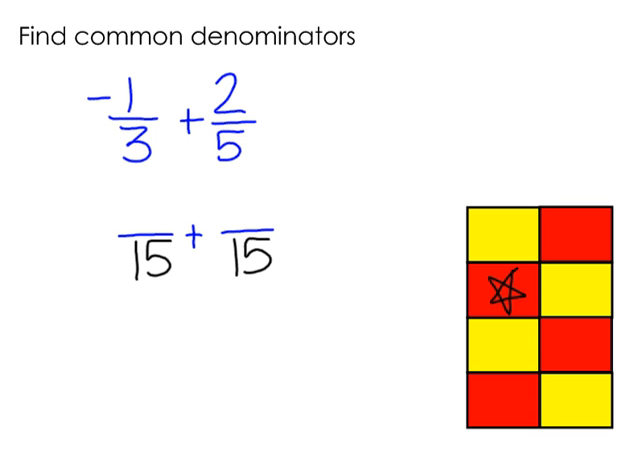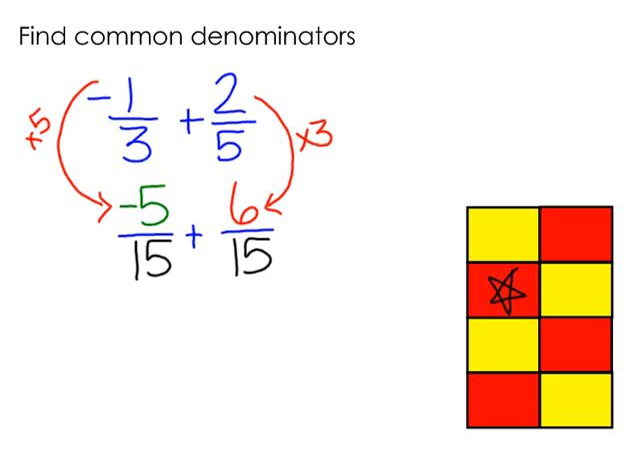Okay, you're going to look at what do you multiply 3 by to get to 15, and in this case it's 5. We're going to do the exact same thing with the numerator. So we're going to multiply -1 times 5 to get a new numerator of -5. Okay, on the second fraction, we have to multiply 5 by 3 to get to 15. So we will do the same thing. 2 times 3 is 6. So now we have the fractions -5/15 plus 6/15.